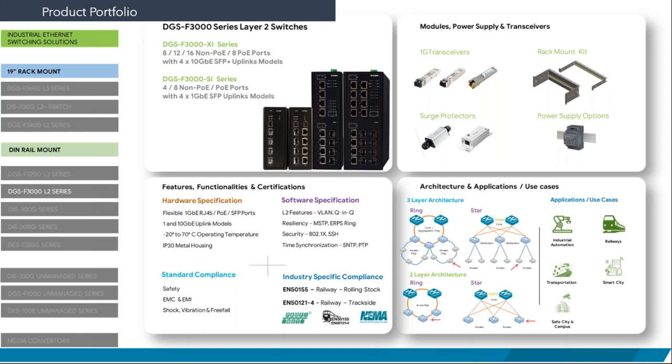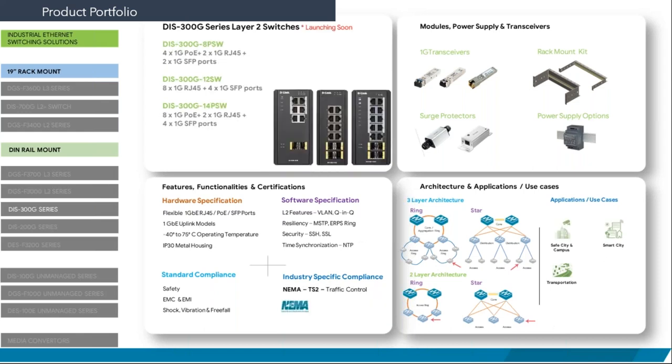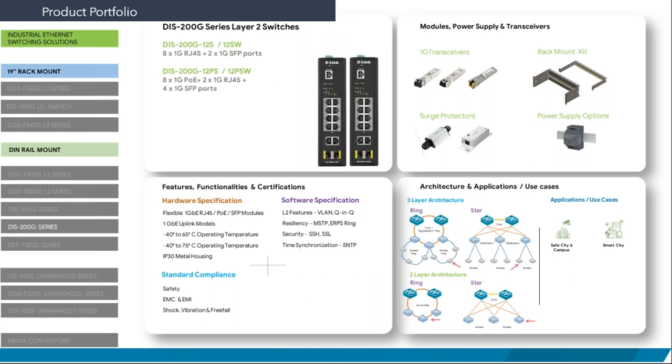Most of the standard protocols in layer 2 are all supported, with all the certifications that we have on this product. Then DIS300 is also one of the gigabit layer 2 industrial switches, so I will not focus on this more. This is also the DIS200G series, which is a layer 2 switch, but it is not the focus of this session.